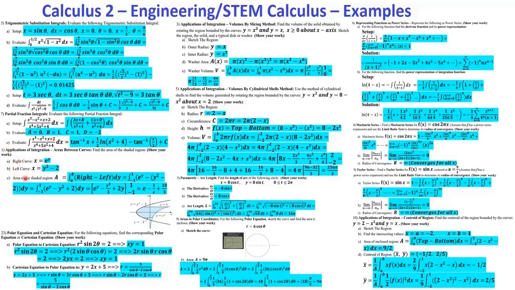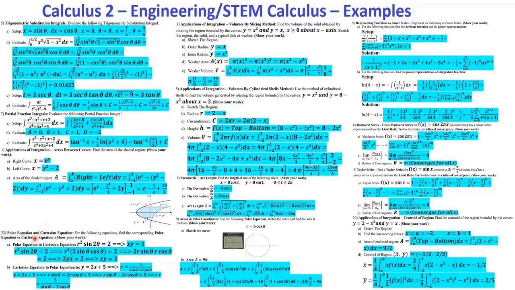Then I have here an application of integral: area between two curves. So you have the right curve x equals e to the y, and the left curve is x equals y squared minus 2. So the area is the right minus the left, integrated from minus 1 to 1, from bottom to top. So when you integrate, you will end up with e minus 1 over e plus 10 over 3.